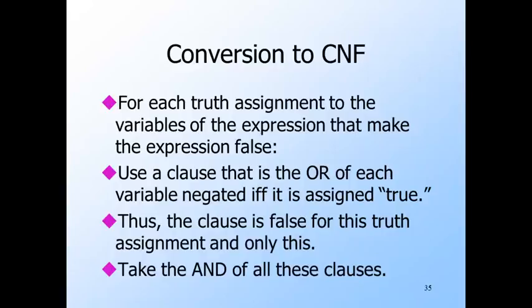The resulting CNF expression is the and of the clauses for each truth assignment that makes the original expression false. Thus, the CNF expression is made false exactly for those truth assignments that make the original expression false, and therefore it is, of course, true exactly when the original is true.